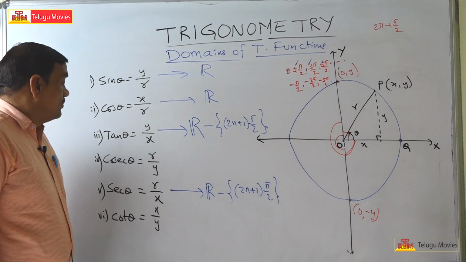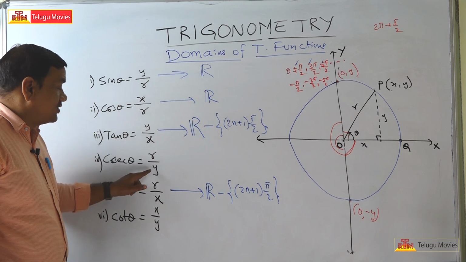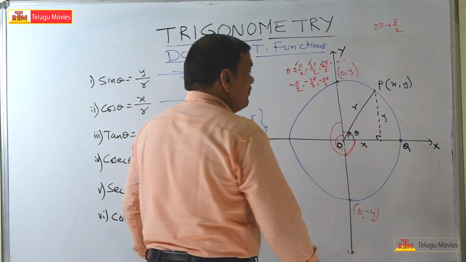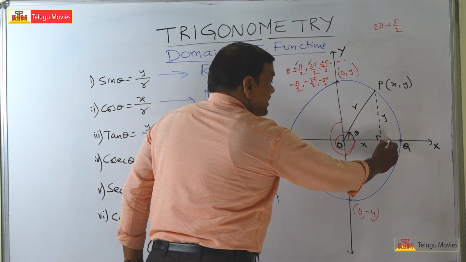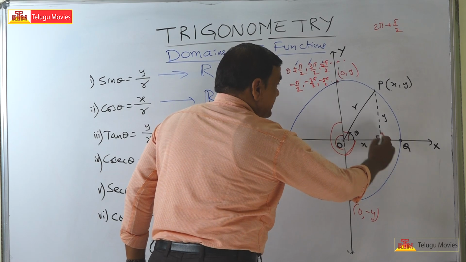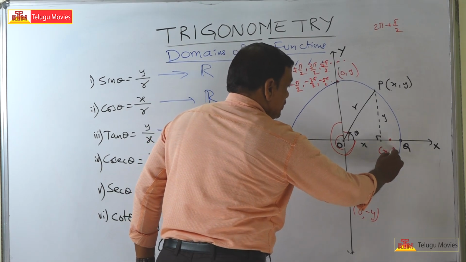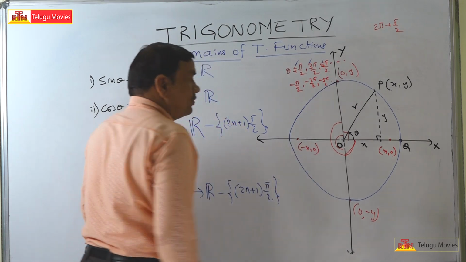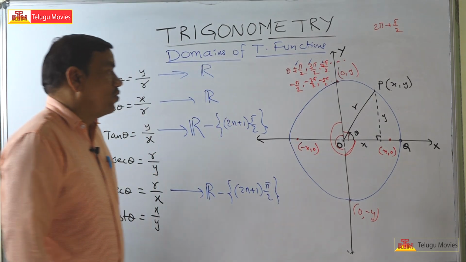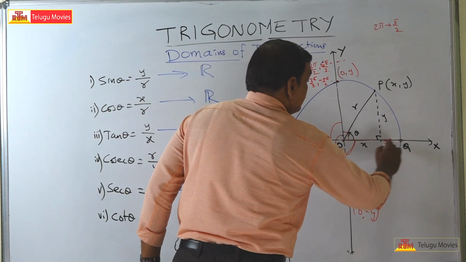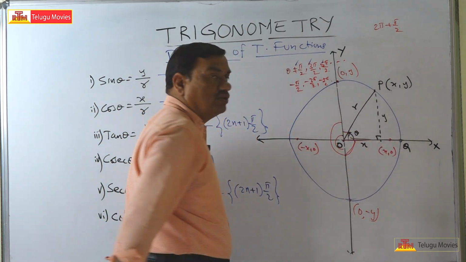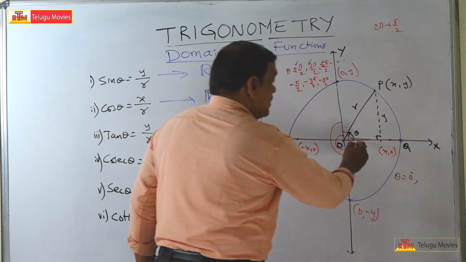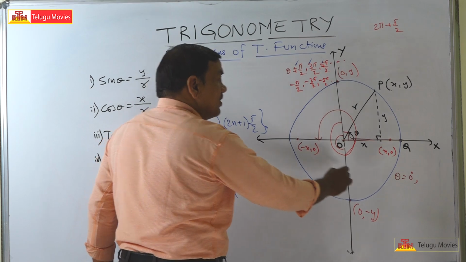So, same argument. Now, coming to cosecant theta and cot theta. Here, y is the denominator. Where will y become 0? For example, if the point lies on the positive x axis, that means (x, 0), or on the negative x axis, (minus x, 0). Understand? Now, what will be the angle here? If OP coincides with OQ, what will be the angle? 0 degrees.